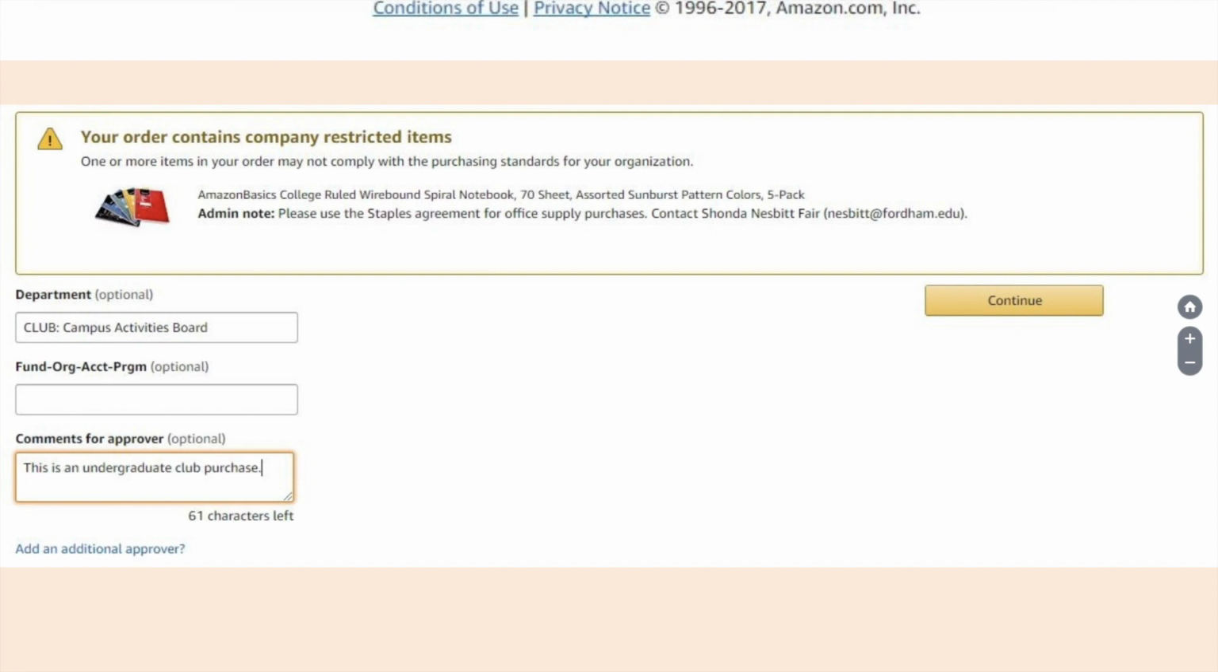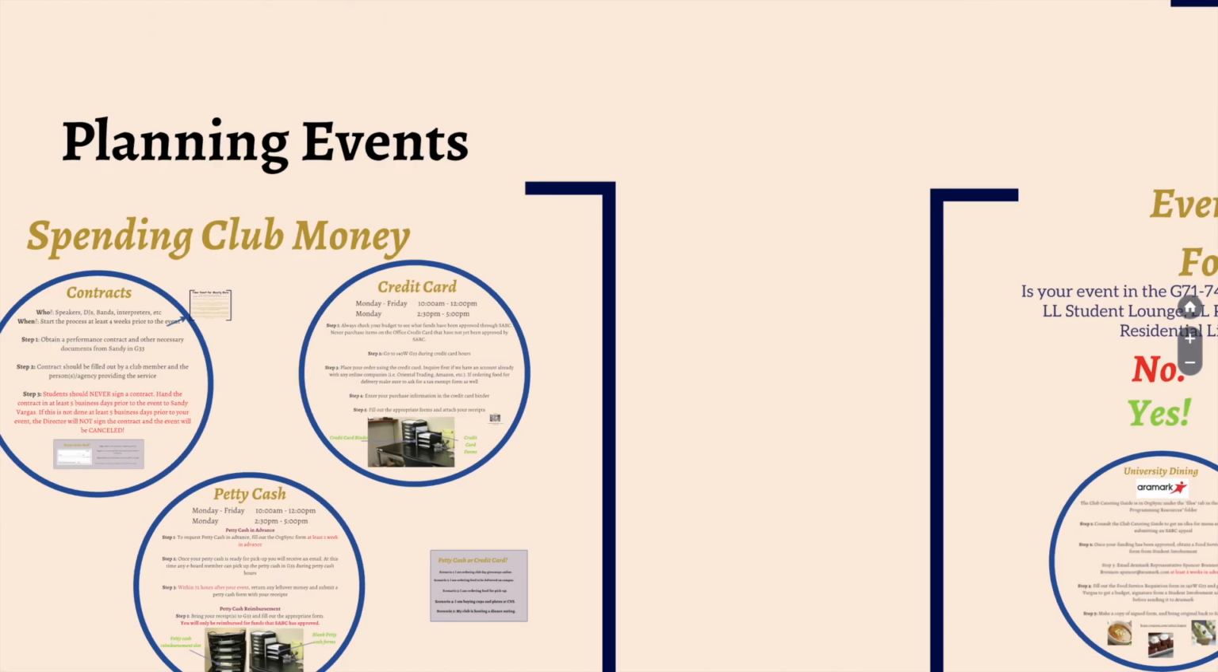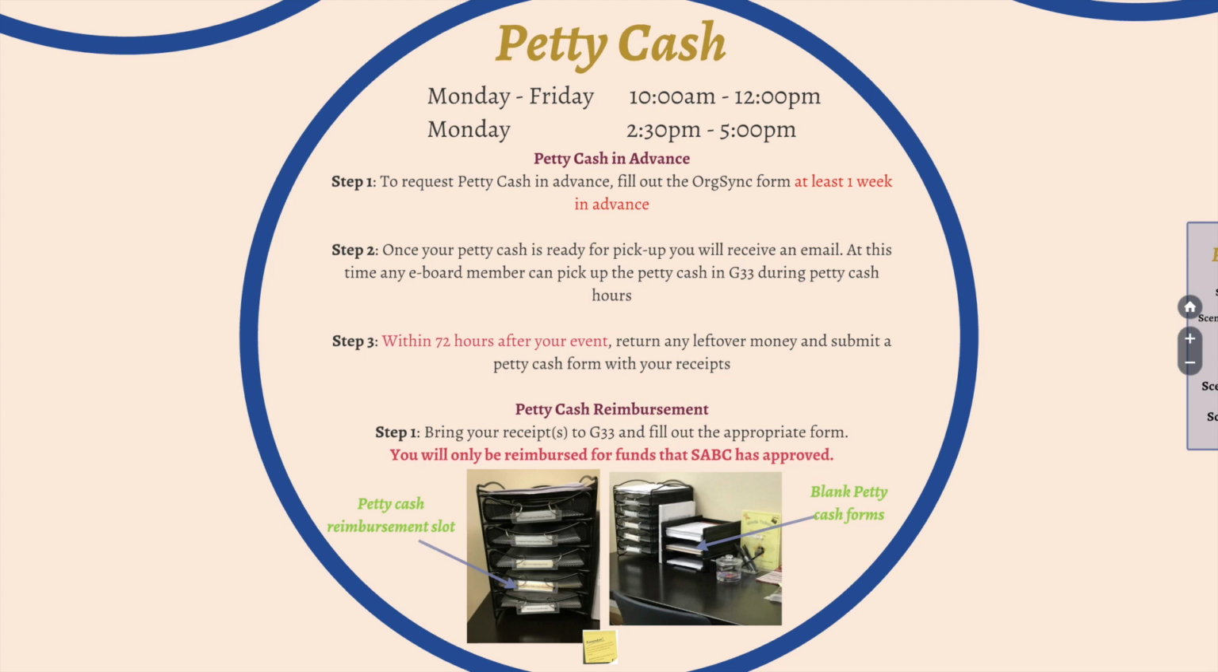We also recommend that you email involvementlc@fordham.edu alerting them that you received one of these restricted items notifications. If you're using petty cash, you must request the petty cash in advance. Fill out the form in OrgSync at least 1 week in advance. This form can be found in your club's portal under the Forms tab.